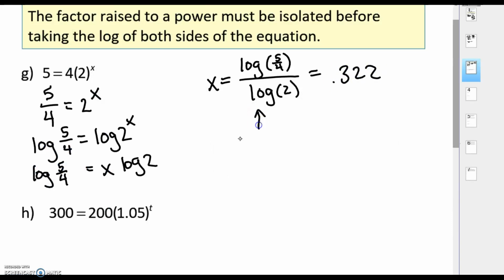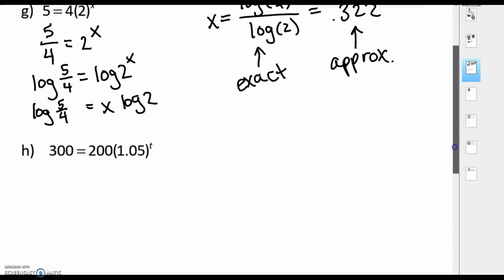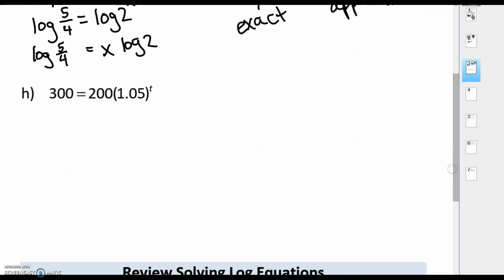0.322. And again, this is my exact answer, and this is my approximate answer. So similarly with H, I need to isolate the 1.05 to the t. I'm going to do that by dividing both sides by 200. And when I do that, this reduces to 3 over 2 equals 1.05 to the t.